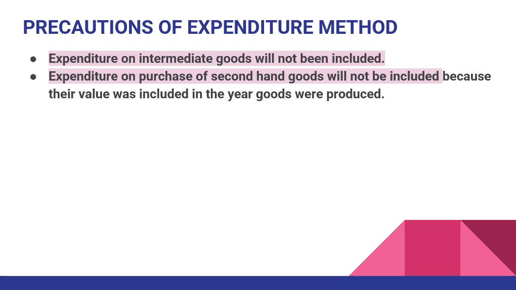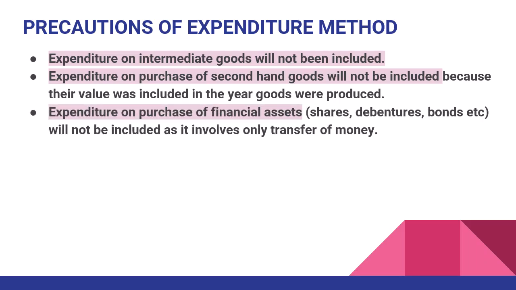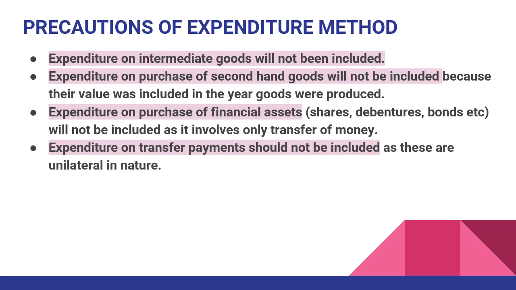Expenditure on purchase of financial assets like share, debentures and bonds, it is not included because it is only transfer of ownership. No goods or services are produced here. We only and only include such transactions which are causing the flow of goods and services in the economy, current flow of goods and services in the economy. Expenditure on transfer payments will not be included because these are unilateral in nature. No goods and services are produced in return for transfer payment.